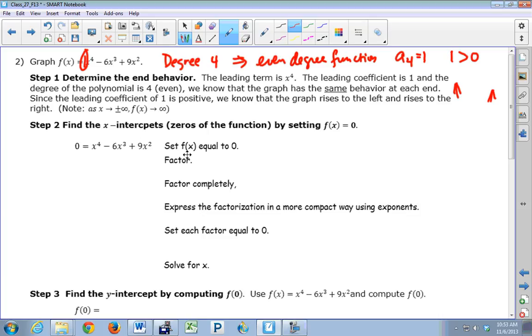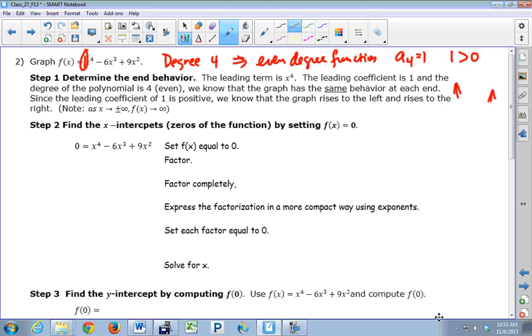All right. So let's see. To find our x-intercepts, we set our y value, or f of x value, equal to 0, and then we factor this thing. So how are we going to start factoring this? What are we going to do here to factor the right-hand side of that equation?